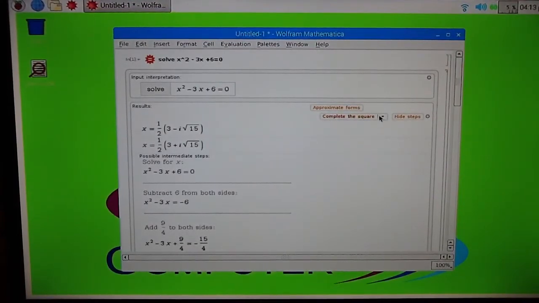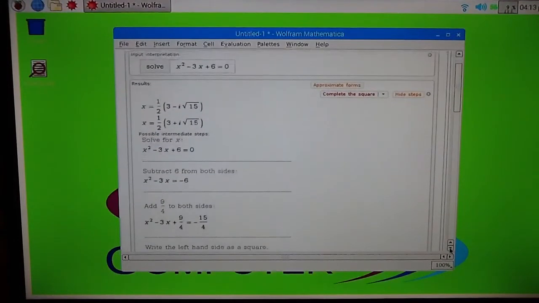And it tells you here, there are two ways to do this. You can complete the square, which you probably learned to do if you've taken algebra, or you can use something called the quadratic formula, another way to do it. But what it does for you is it comes down here, and let me move down a little bit, and it says what to do.